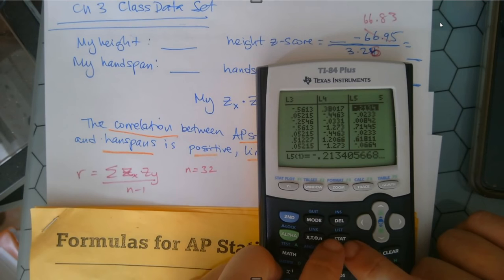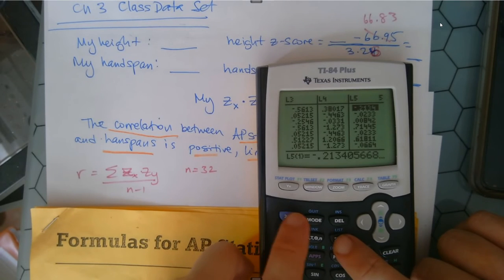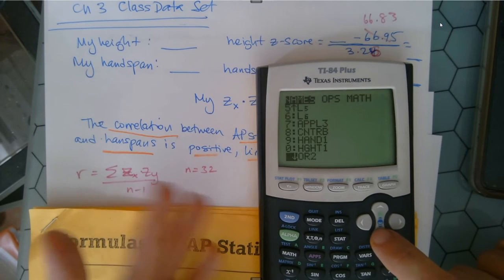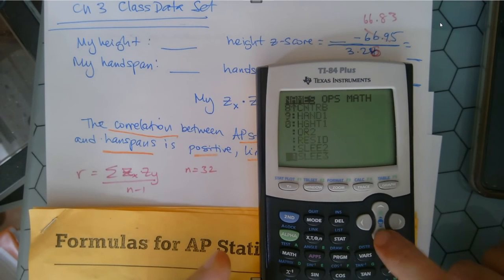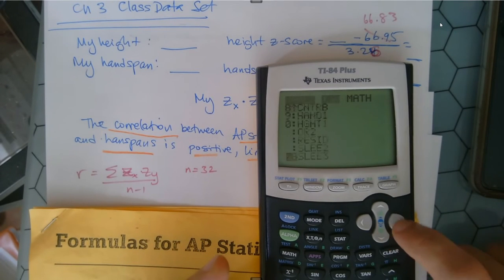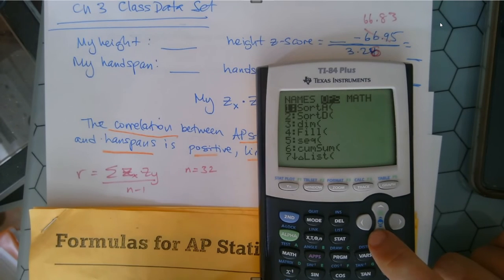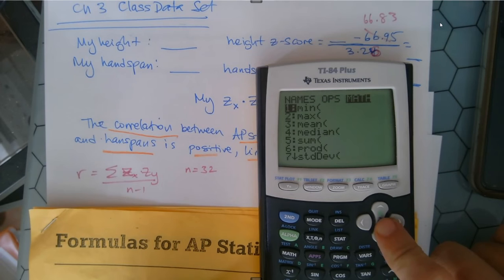There's a section in stat that's list. So if you do second stat, you're going to go to a list menu. This is where it stores all of your stored data. So your handspan height, you're going to live in here. And then there's some stuff you can do to lists. So you can sort, you can, I don't use this one very much. I'm going to math.